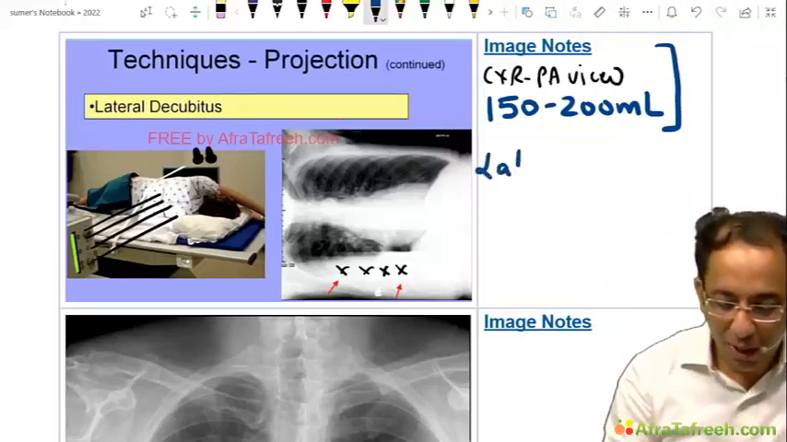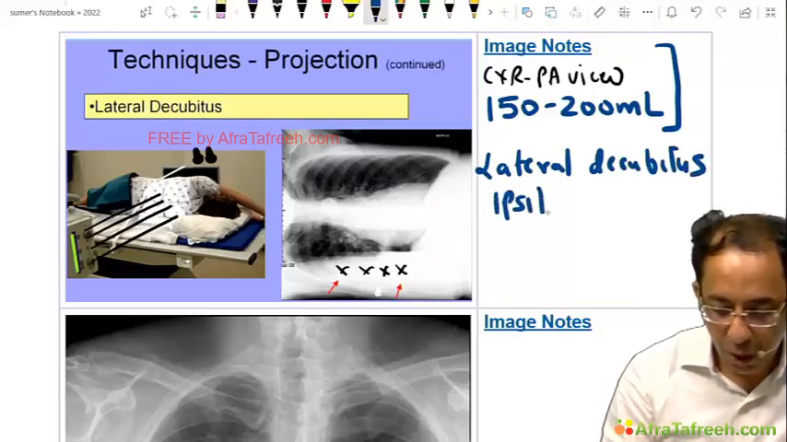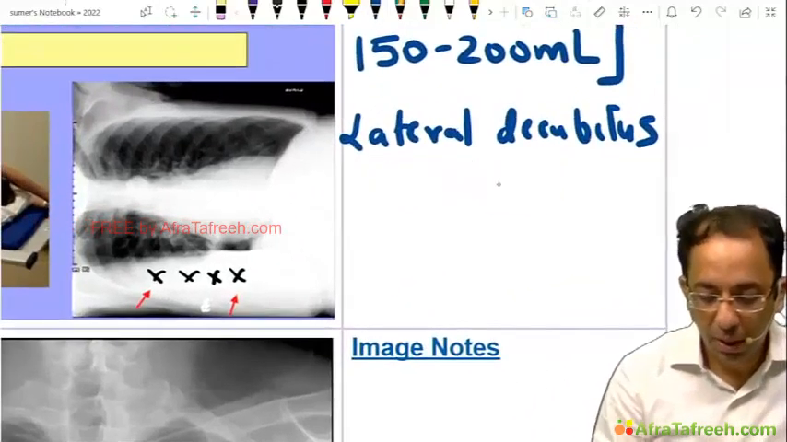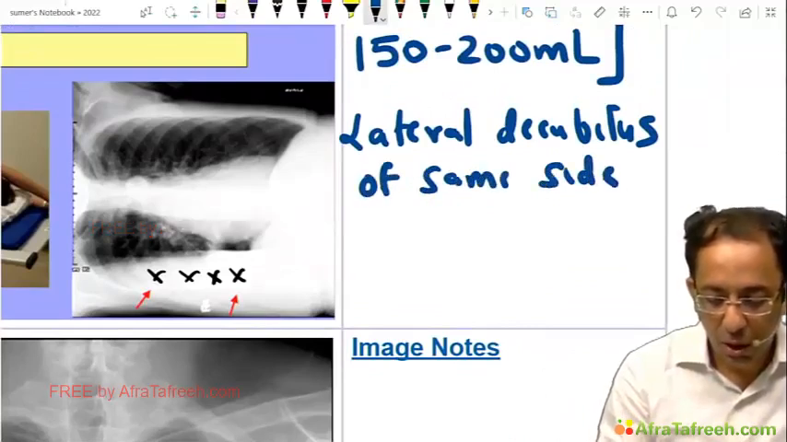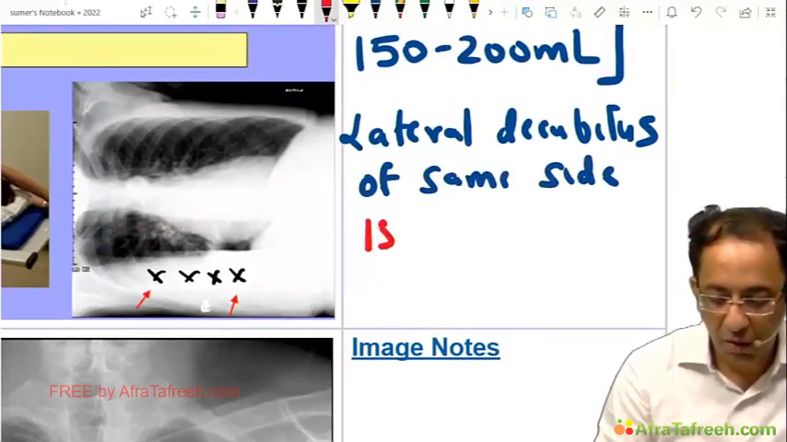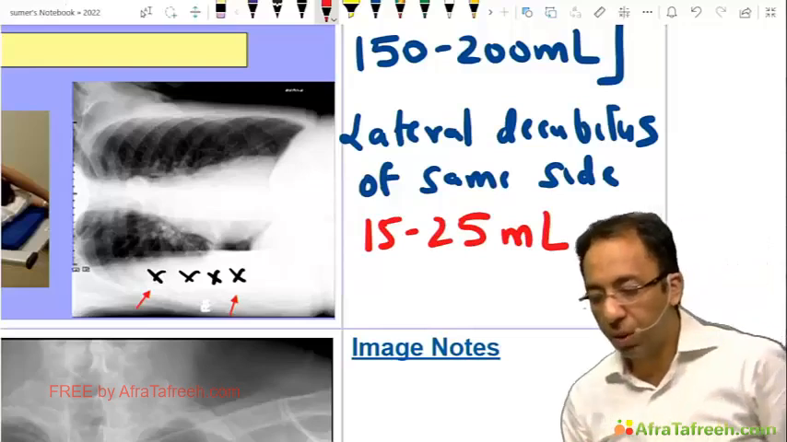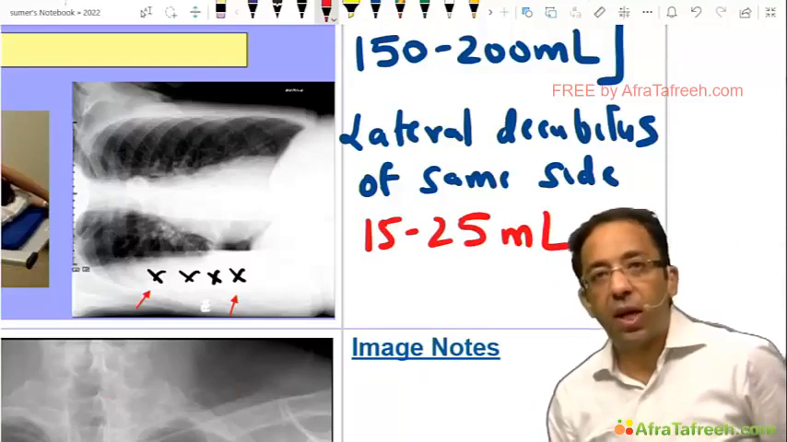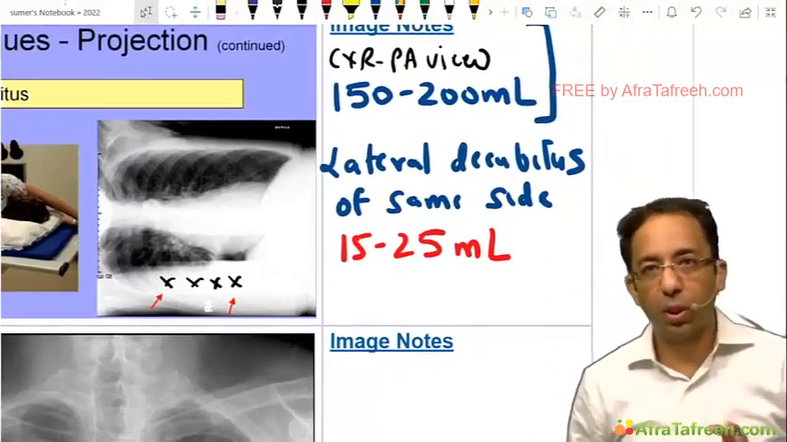But on a lateral decubitus of the same side, if I do an ipsilateral lateral decubitus, or maybe I can say of the side of the disease, what will you see? You can see the pleural effusion even if it is as little as 15 to 25 ml. Are you clear? As little as 15 to 25 ml fluid can be seen on lateral decubitus.